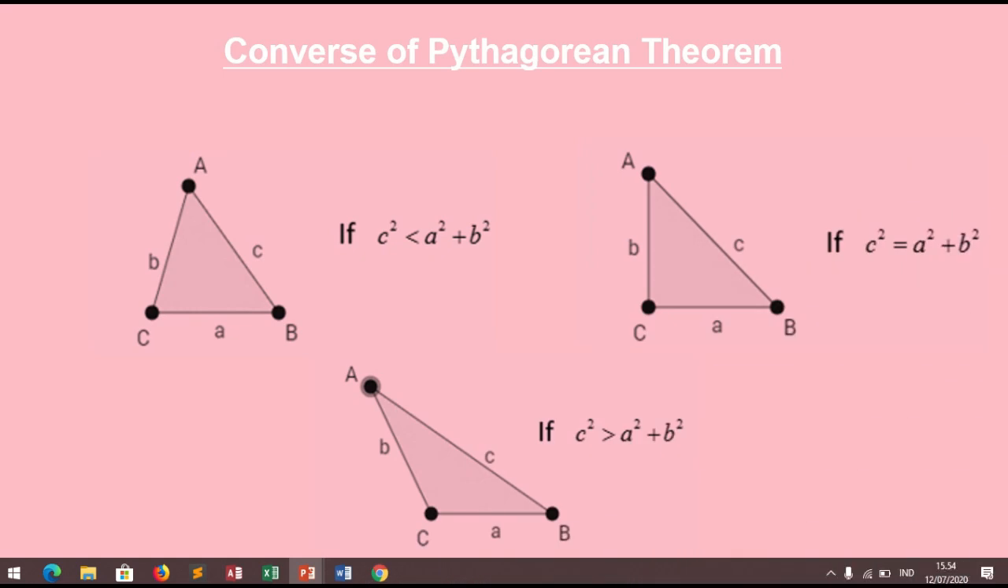Converse of Pythagorean theorem. If c squared is less than a squared plus b squared, then ABC is an acute triangle. If c squared equals a squared plus b squared, then ABC is a right triangle. If c squared is greater than a squared plus b squared, then ABC is an obtuse triangle.